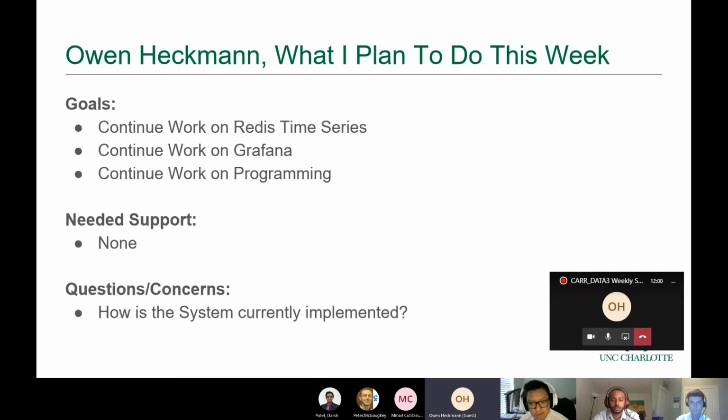If you wouldn't mind going to the next one. This week, I'm going to keep working on Redis time series, keep working on Grafana, keep working on programming. I don't really need any support. And this is just more so I get a better idea of how the system in general should work. How is it being currently implemented in the devices being used right now?